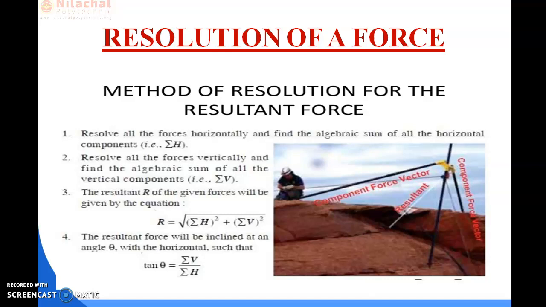What is the resultant force equation? We first find the summation of H, with all the forces taken horizontally, and summation of V, with all the forces resolved vertically. So to find the resultant force, the formula is the square root of summation of H squared plus summation of V squared. Okay, and what is the value of theta? After finding the resultant force, our next work is to find the angle theta. Then tan theta equals summation of V by summation of H.